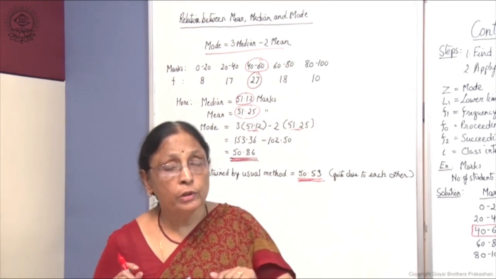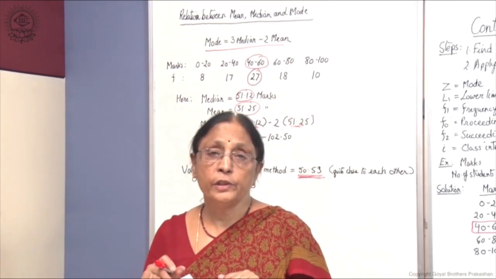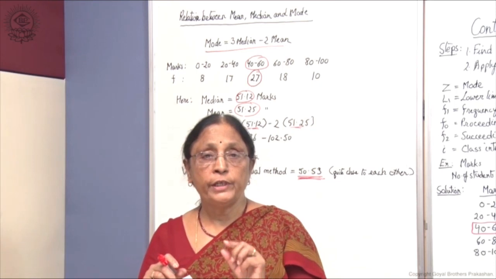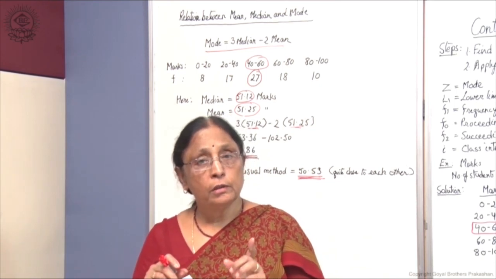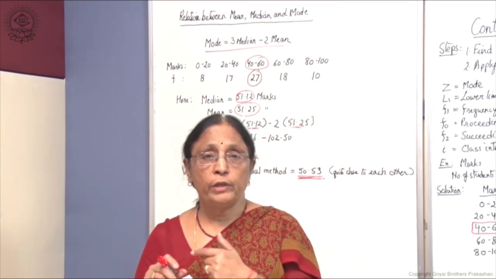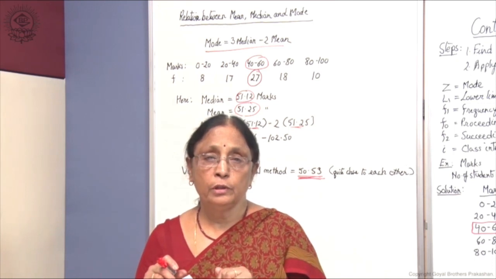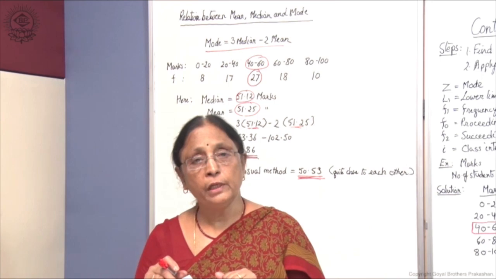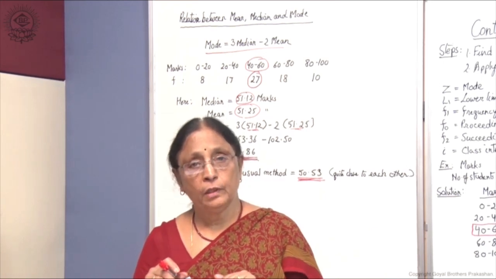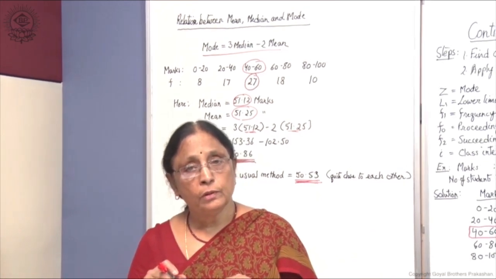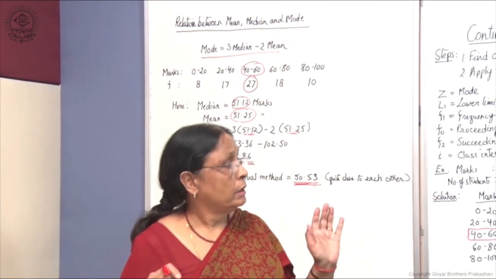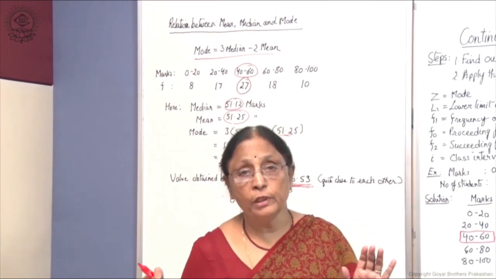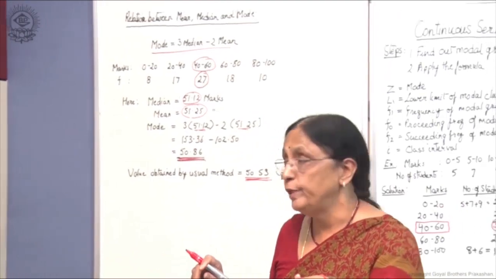What does this show? This shows that there is a relationship between mean, median and mode, because mean and median are given and you are able to get the correct answer of mode with the help of mean and median. So it is clear to you. I think by now you are comfortable with the explanation of mean, median and mode.